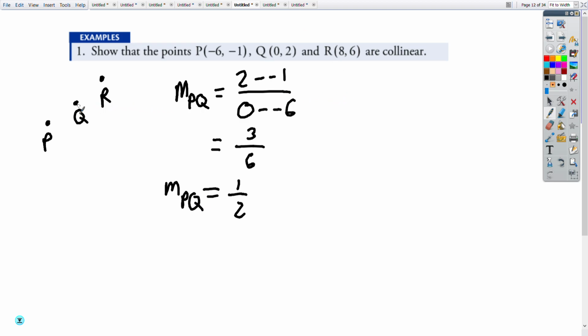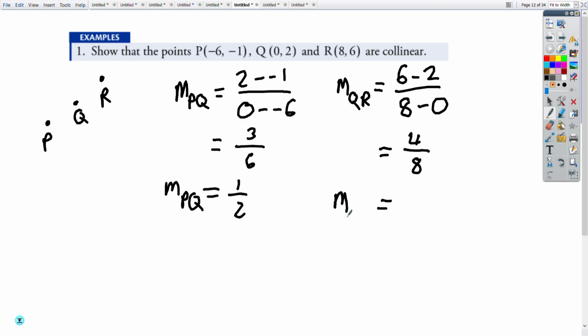Then we should work out the gradient between Q and R. So it's y2 minus y1 over x2 minus x1. So what I'm doing is I'm just making this x1, y1, x2, y2. I generally make the most left one the x1, y1, and the most right one x2, y2. So that is 4 over 8. And of course, we would simplify that down. So the gradient is a half.